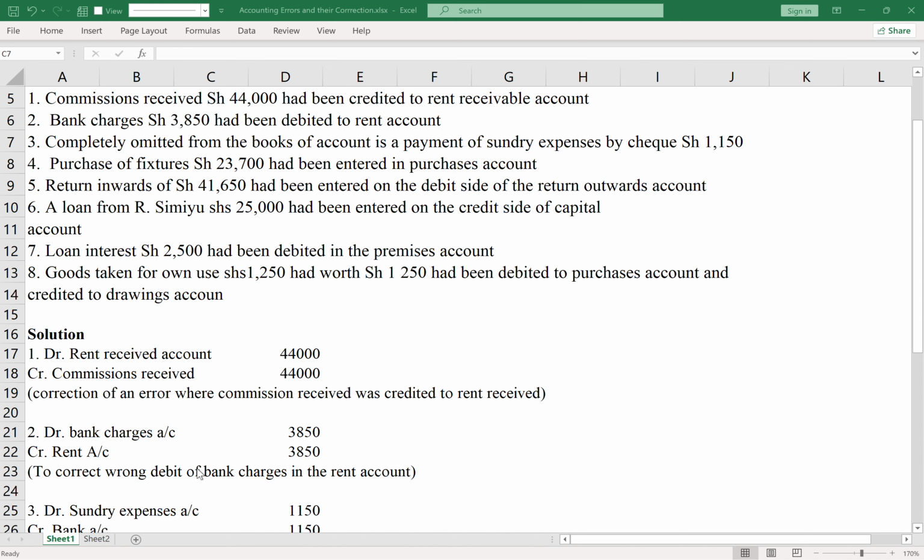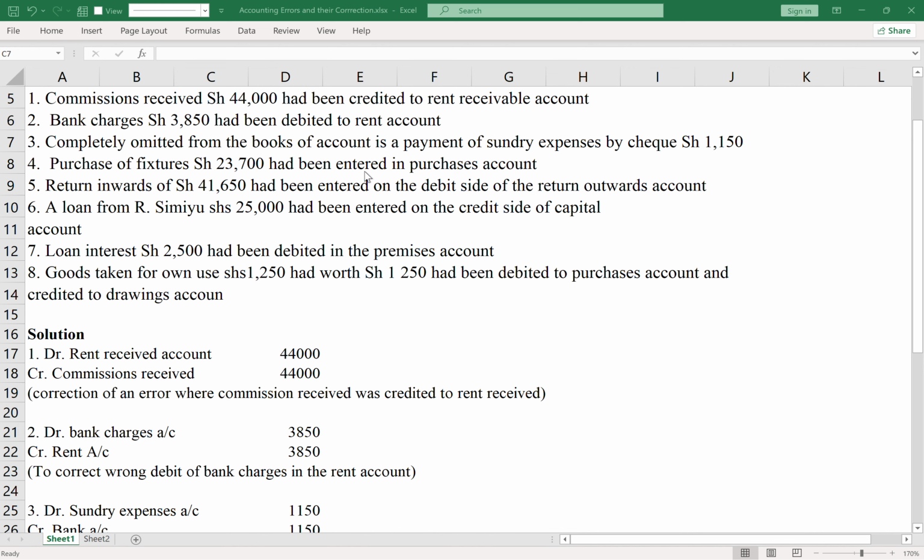So to correct the wrong debit of bank charges in the rent account. That is the narration. Hope we are moving together. Any question, please write below in the comment. We go to number 3.